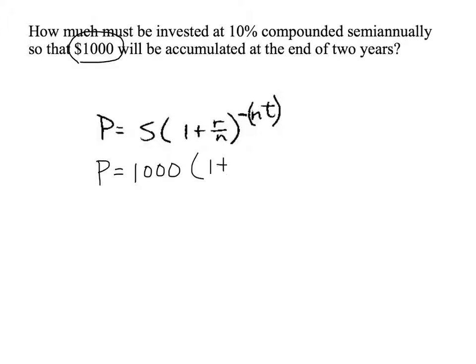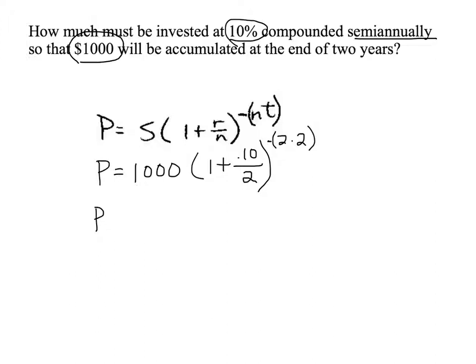It says 1 plus, the rate is 10%, so I'm going to write that as 0.10. And it says it is compounded semi-annually. Semi-annually means twice a year, so the n is equal to 2. And now it is going to be to the negative nt power. So that's going to be to the negative 2 times 2 power. So now I'm just going to go through and solve this.